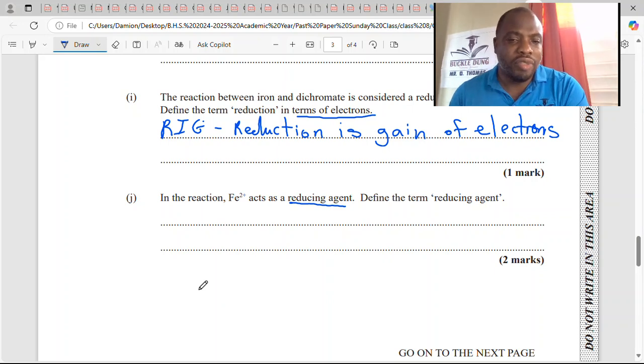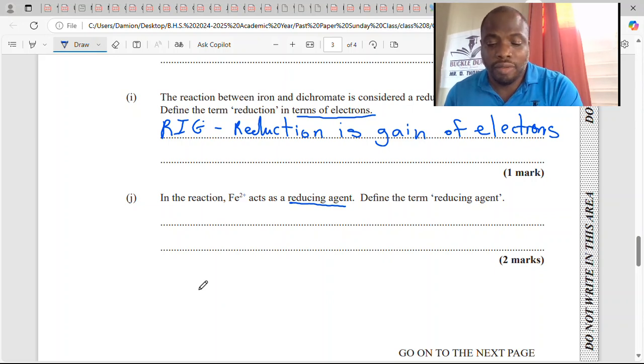Because sometimes they're even specific. Just like how they ask you to do it in terms of electrons up there, they could have said, define it in terms of electrons. What is happening to the reducing agent? So that you would know that the reducing agent is actually losing electrons because it is being oxidized.